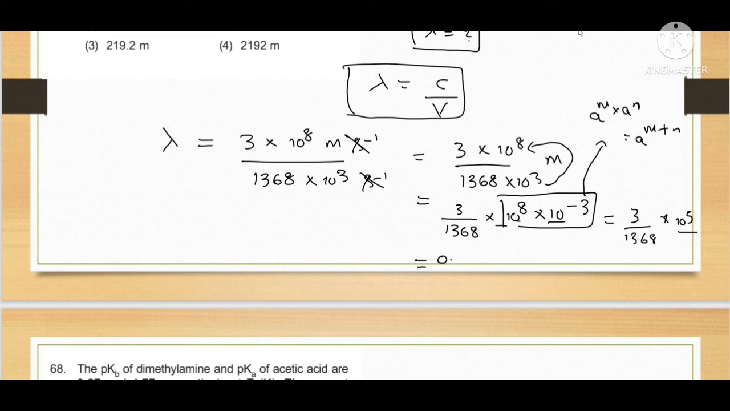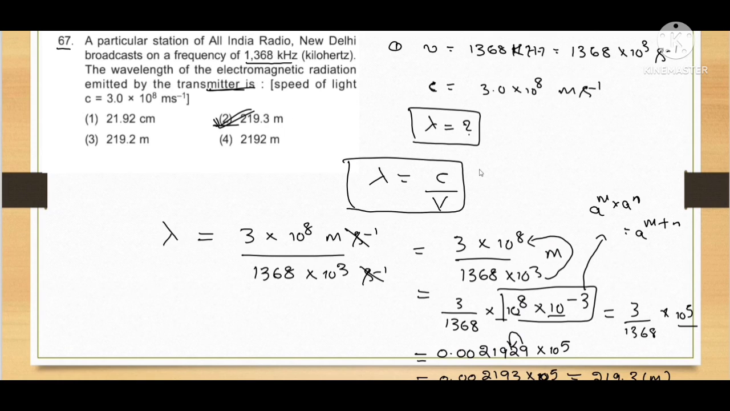Now let us simplify the given 3 by 1368. You will get 0.00219229 into 10 power 5. We know that the adjacent value is greater than 5, so you will add plus 1. It will become 0.002193 into 10 power 5. When you multiply with the 10 power 5, you will get 219.3 meter. This is our correct answer.